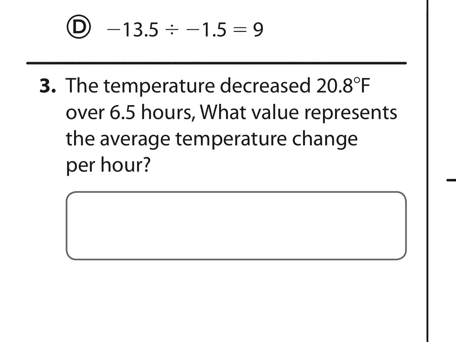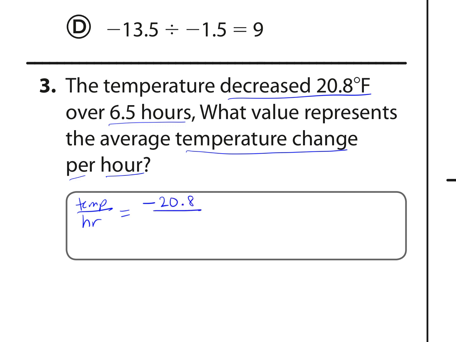Number 3, the temperature decreased 20.8 degrees Fahrenheit over 6.5 hours. What value represents the average temperature change per hour? So we look at the temperature change per, or divided by, the hours. So it decreased, or negative 20.8 divided by 6.5 hours. And when we divide that out, a negative divided by a positive is a negative, and we get negative 3.2, and that change is in degrees Fahrenheit per hour.